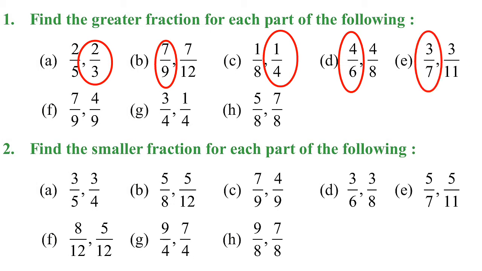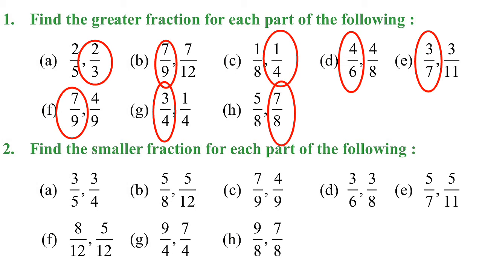F part में you can see यहाँ पे denominator same है, numerators same नहीं है, that's why यहाँ पे process सीधा होता है, उल्टा नहीं होता है. यहाँ पे 7 by 9 is the greater fraction. Similarly G part, here you can see denominators are same, that's why 3 by 4 is the greater fraction. Similarly H part, here 7 by 8 is the greater fraction, right?